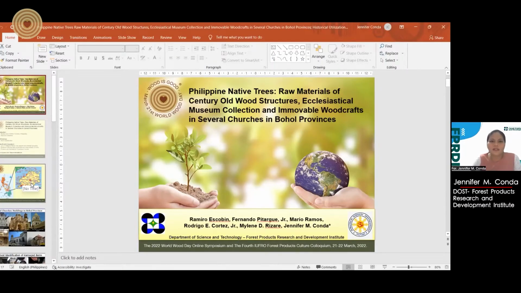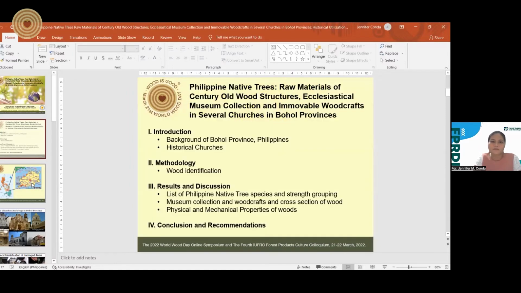I would like to share my paper presentation, Philippine Native Trees, the Raw Materials for Century-Old Wood Structure, Ecclesiastical Museum Collection, and Immovable Woodcrafts in Selected Churches in Bohol. This is a collaborative project with the National Historical Commission of the Philippines, which aims to restore structural materials in historical churches in the Philippines, specifically in Bohol province. This is to use the original materials for the restoration project.